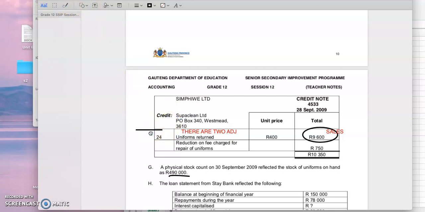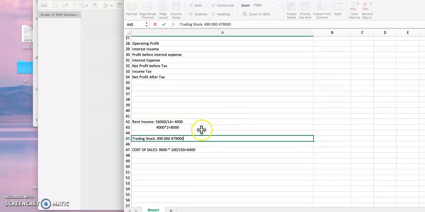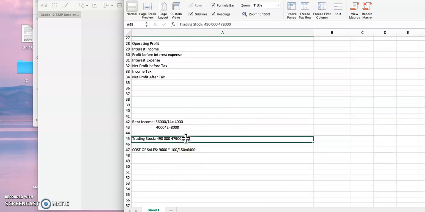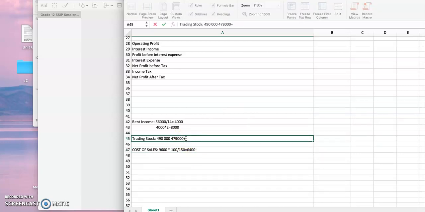So we know that this is the sales amount. We spoke about this in the video about F. But we're talking about our stock, and so we need to use the cost of sales amount, which is 6,400 Rand. And we have to add it to this. And here we are subtracting that.